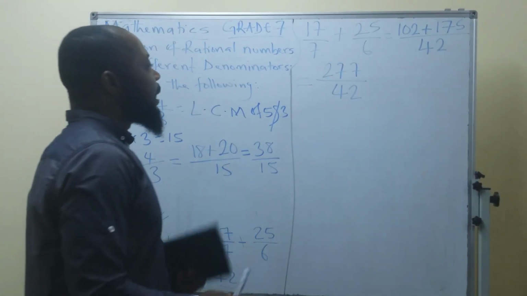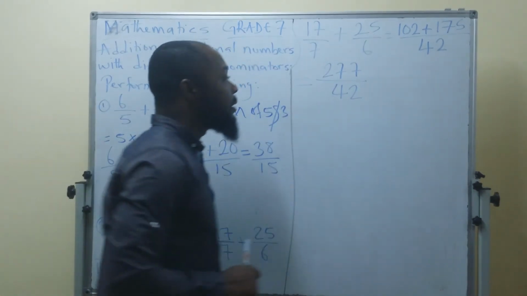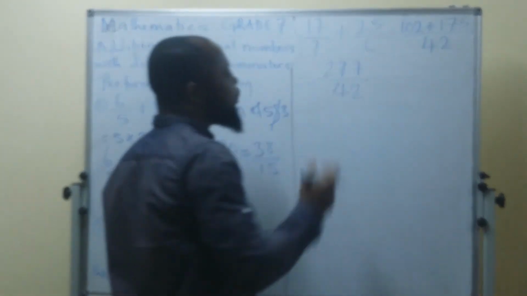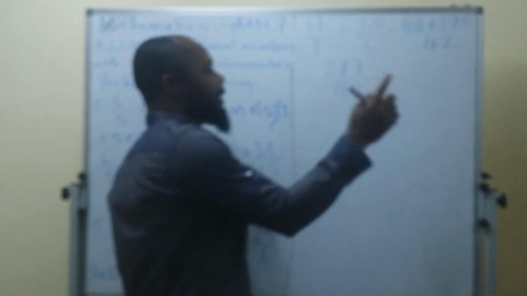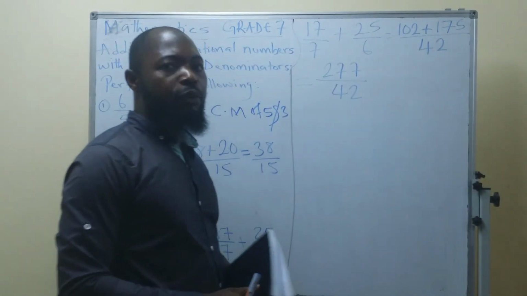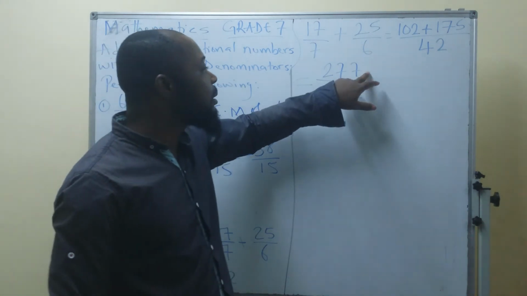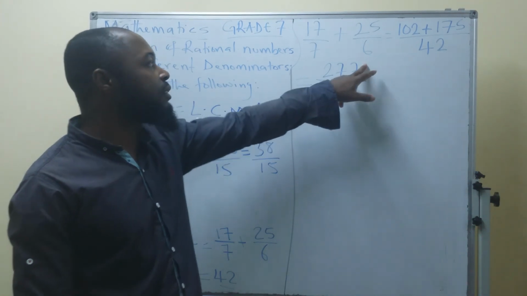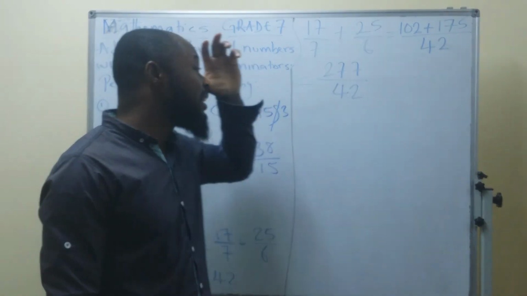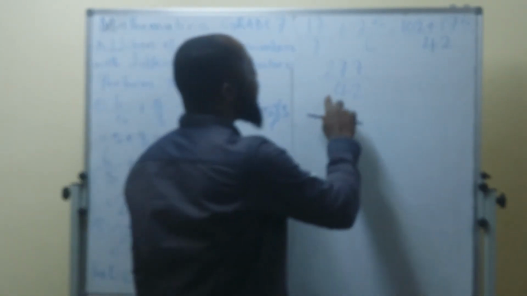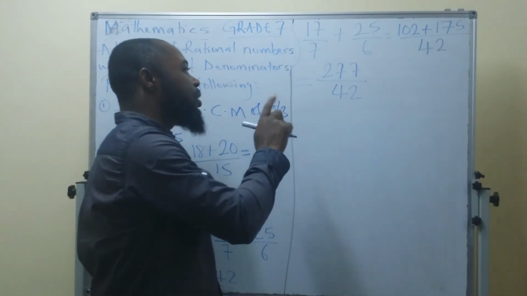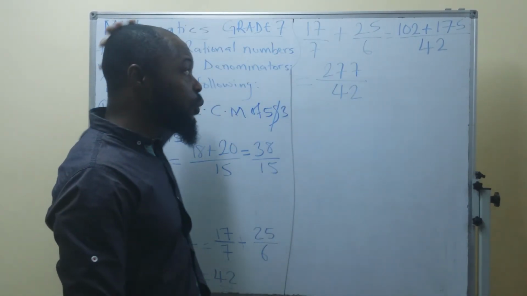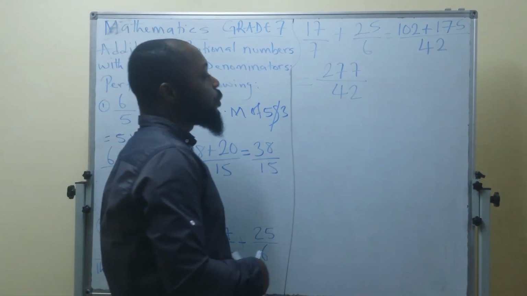Okay, so now we have 277 divided by 42. This number is big, so we think of which number to use to cut it. First thing, you consider the last number. If you want to do any division like this, you consider the last number with the number you want to divide it with. Here we have 42. The last number here is 2. The last number here is 7. 2 cannot be divided by 7. Definitely, if you try to use any number like 2, 3, 5, you cannot divide it. Why? Because of the 7 here.